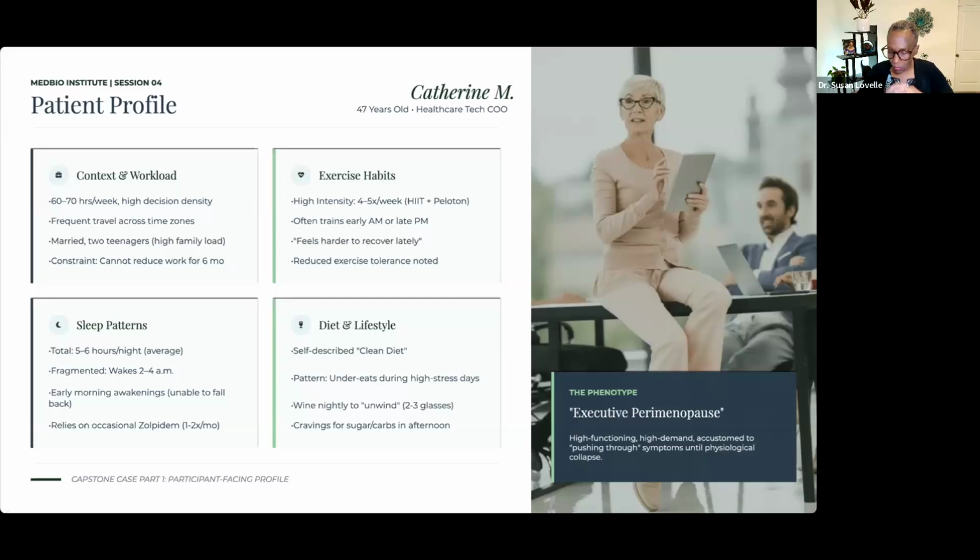And then her big constraint is, I have an upcoming IPO. I cannot slow down in the next 6 months. That's just a non-negotiable. That was one of her big things.